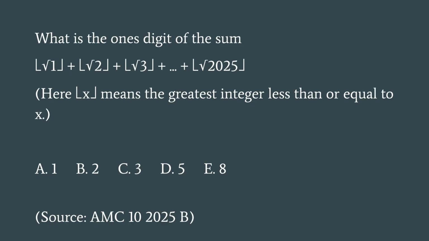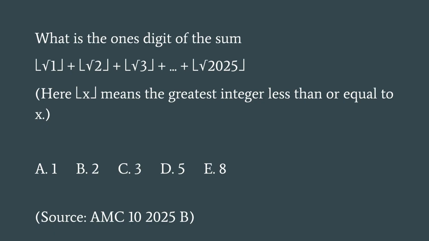What is the ones digit of the sum, the floor of root 1 plus the floor of root 2 plus the floor of root 3 all the way to the floor of root 2025? Here, the floor of x means the greatest integer less than or equal to x.